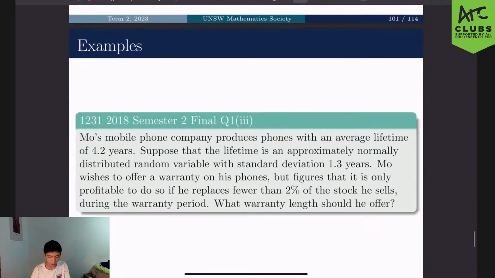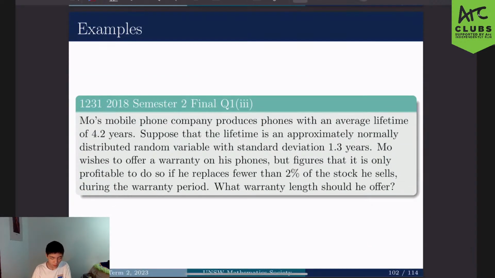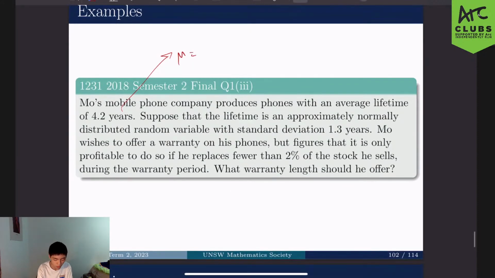Okay, so an example here: average lifetime of 4.2 years. So this is how long they last for. Average lifetime of 4.2 years, so we already instantly know that mu is equal to 4.2 years. Suppose that the lifetime is approximately normally distributed with standard deviation of 1.3 years. So here, our sigma should be equal to 1.3.